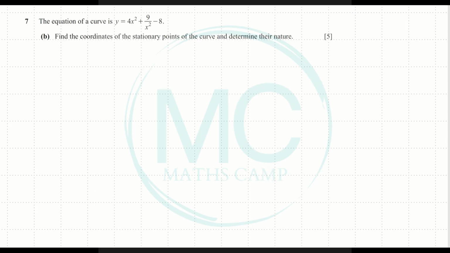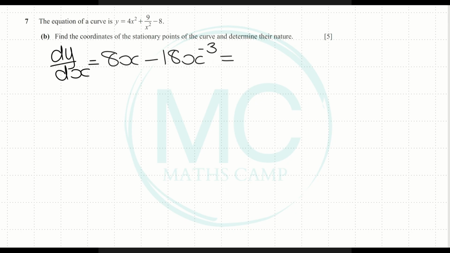Find the coordinates of the stationary points of the curve and determine their nature. Now in part A, we've already found that the equation for dy over dx is equal to 8x minus 18x with an exponent of -3. At the stationary point, the equation for the derivative is equal to 0. So let's make this equal to 0.